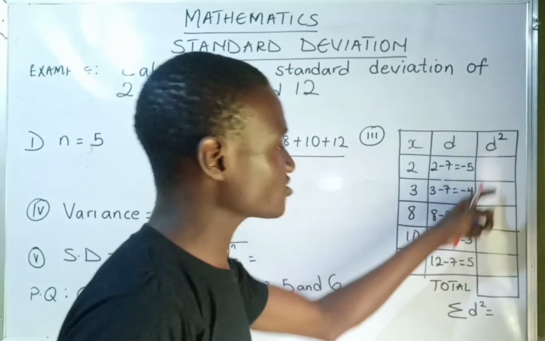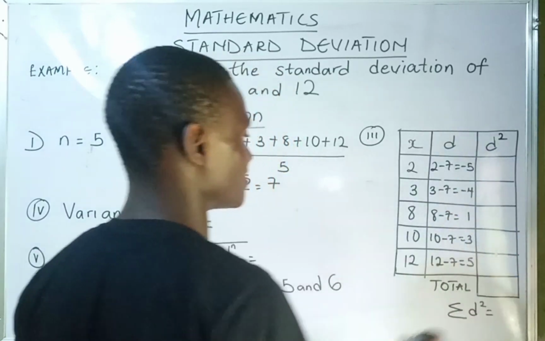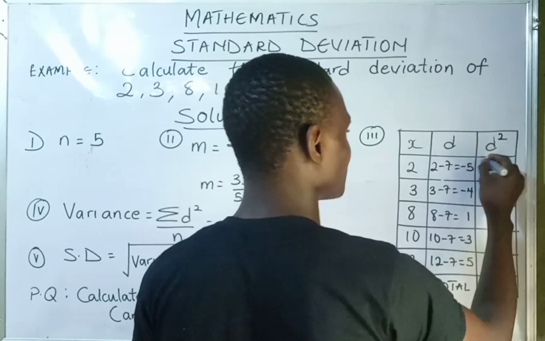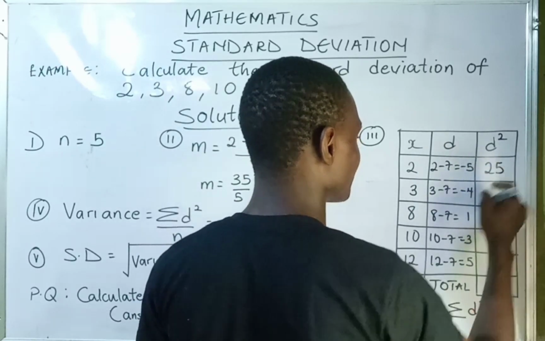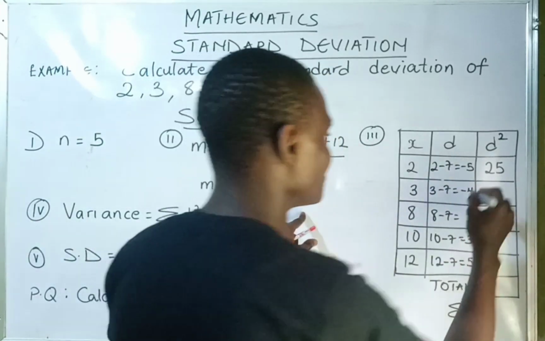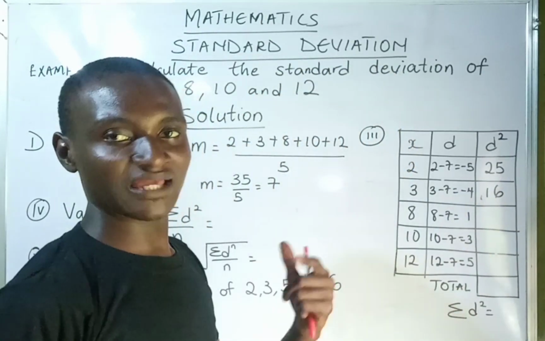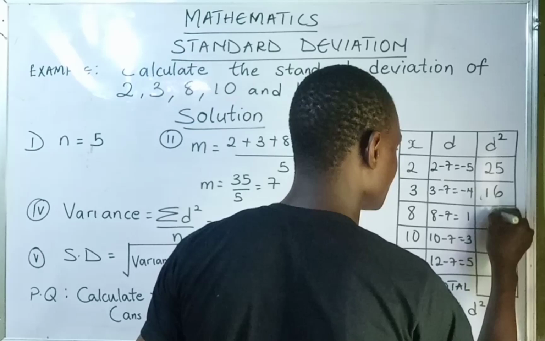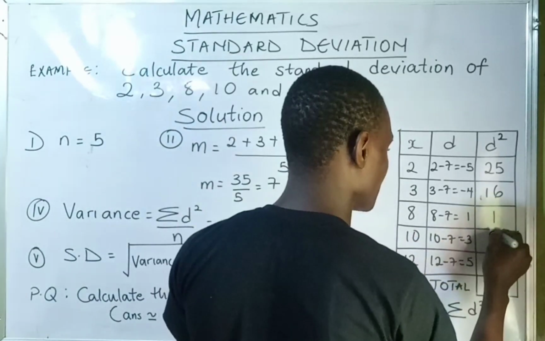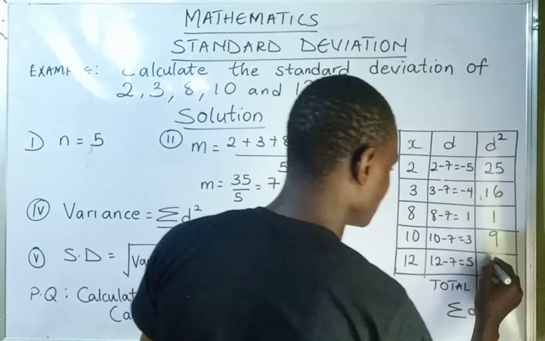Then to fill the last column of the table, we want to square each of these numbers and write it here. Minus 5 times minus 5, that is the square of minus 5. That gives us positive 25. The square of minus 4, that is minus 4 times minus 4, gives you a positive 16. The square of 1 is 1 times 1, and that gives you 1. The square of 3 is 3 times 3, which is 9. And the square of 5 is 5 times 5, which is 25.